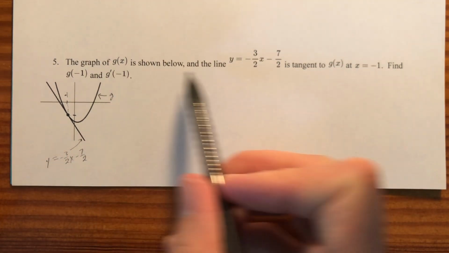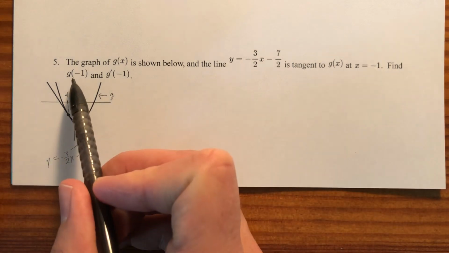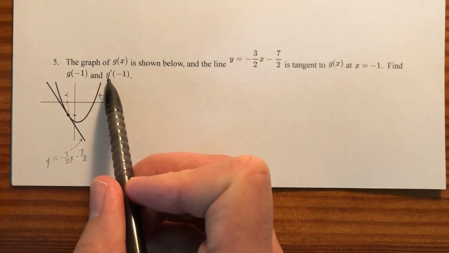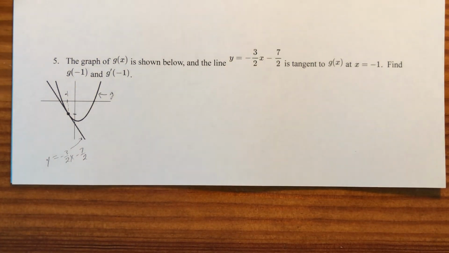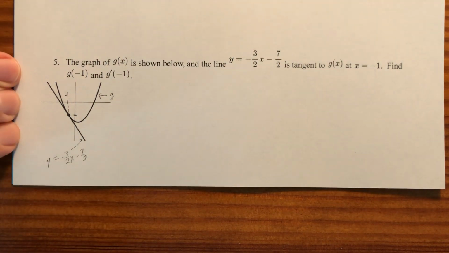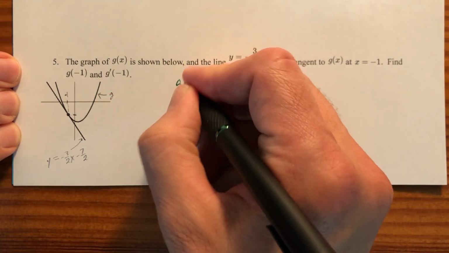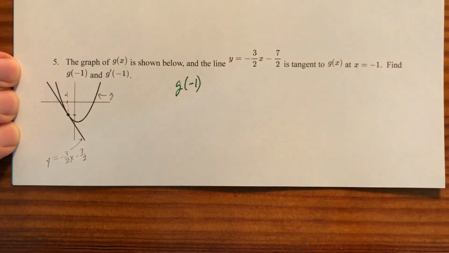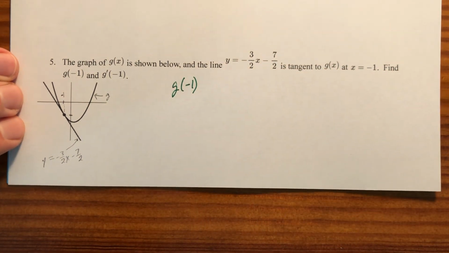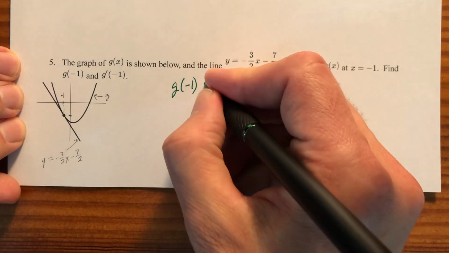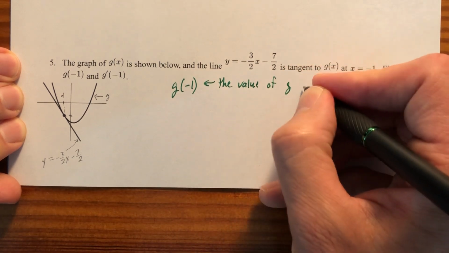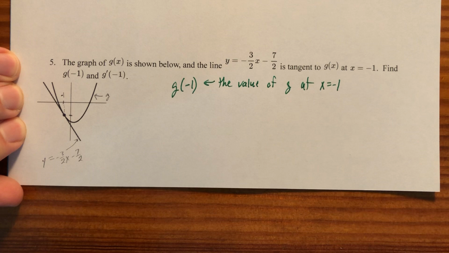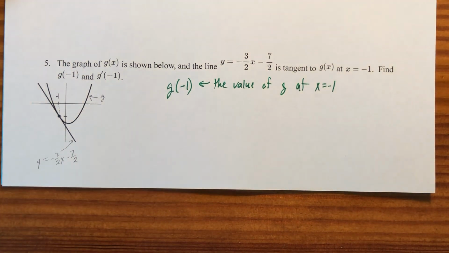They gave us g, they gave us the tangent line. Find g of -1 and g prime of -1. Okay, well, I want to just write a few things that you don't always have to write, but g of -1 is the value of the function at -1. This is the value of g at x equals -1, and that's kind of an algebra topic, but we have so many other things going on, we need to think through this.